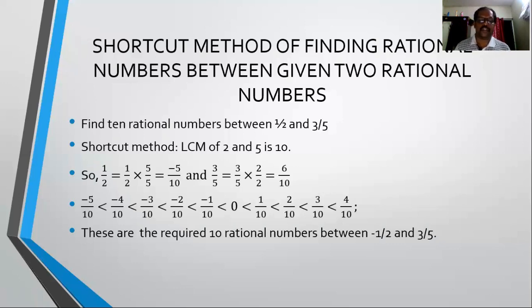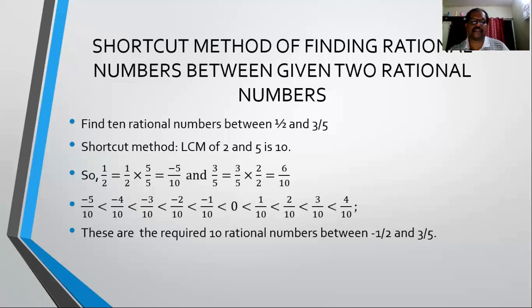We just need to add 1 to the numerator only, not the denominator. Keep the denominator fixed as it is. No need to change the denominator. This will give us the required rational numbers between the given two. So minus 5 by 10, if we add 1 to minus 5, will give us minus 4. If we add 1 to minus 4, it will give us minus 3. If we add 1 to minus 3, it will give us minus 2, and so on.